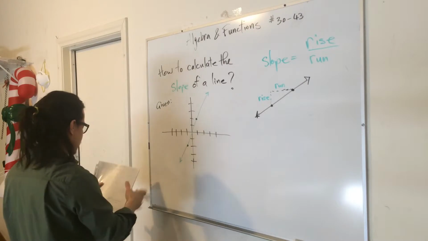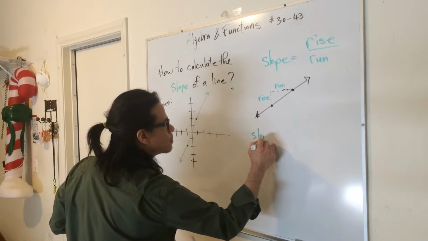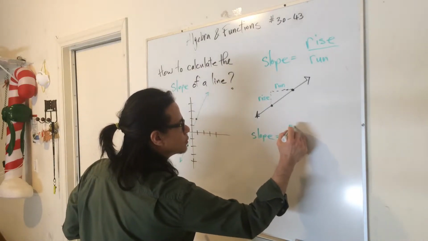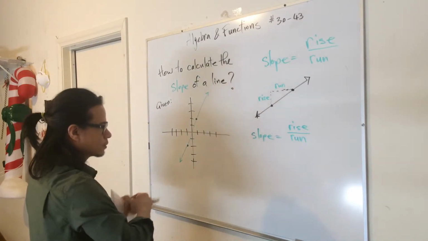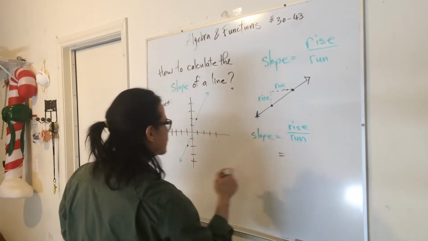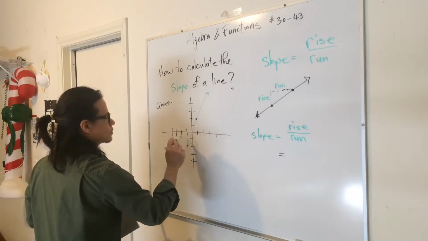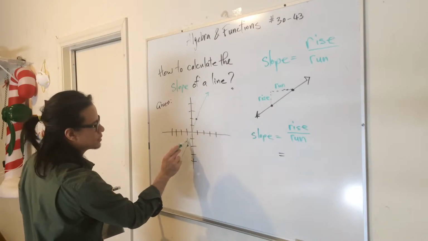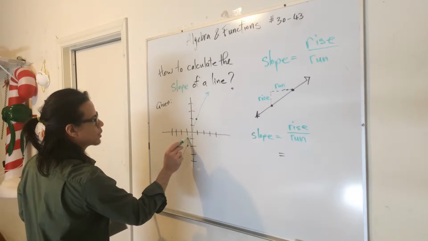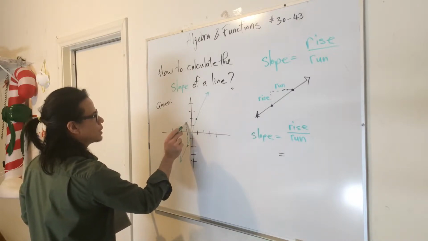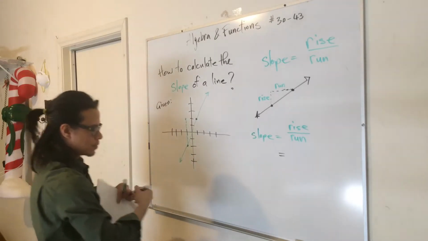Okay, so to find the slope, remember that slope again is equal to rise over run. Let's find out what our rise is by counting how many units it takes to go from one point to another point. Okay, so I'm going up 1, 2, 3, 4. So my rise is 4.